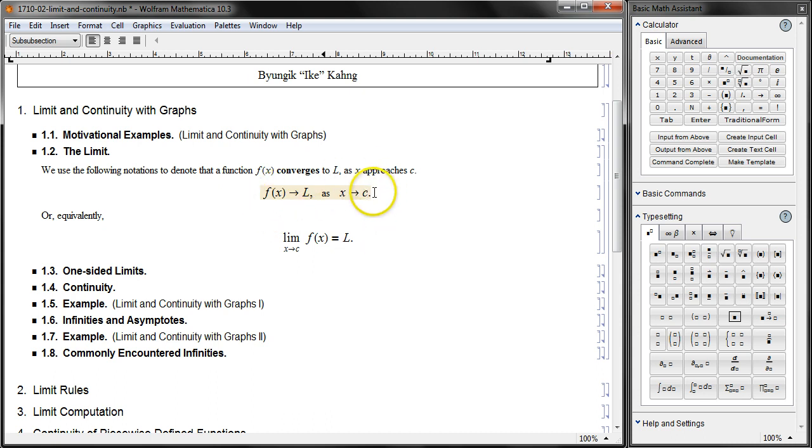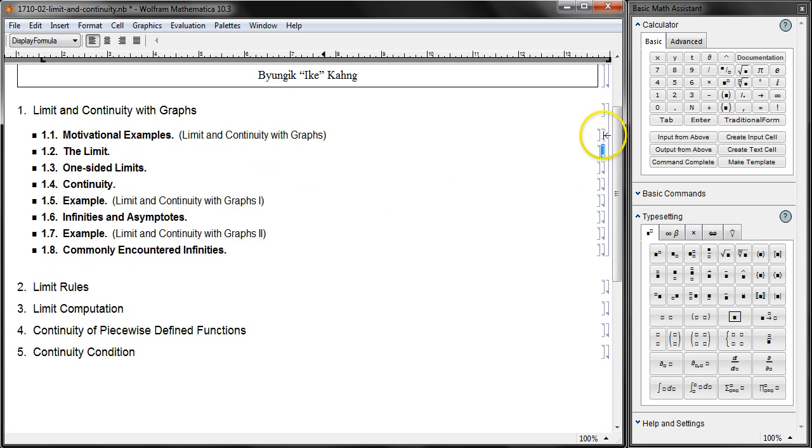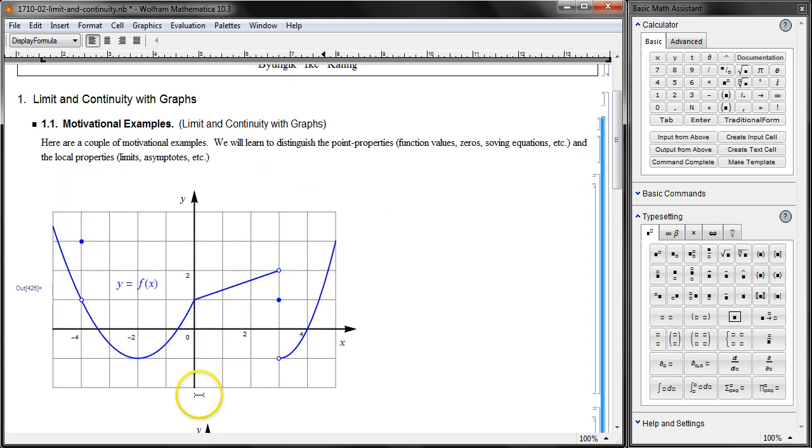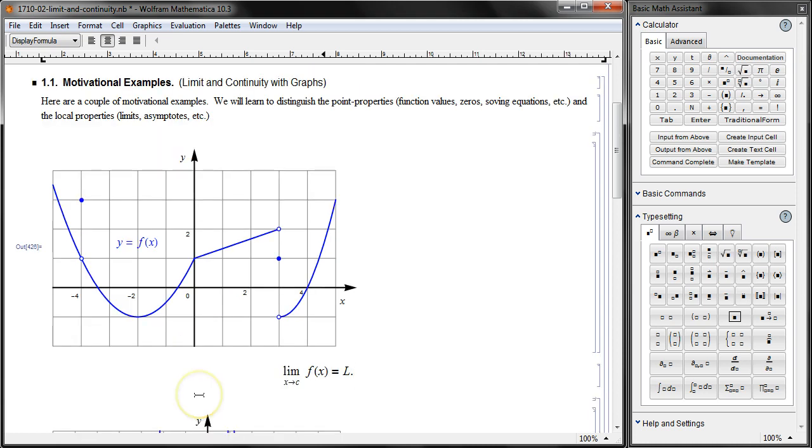Well, this expression is rather vague. This one is a little bit more rigorous: the limit as x is approaching c of f of x is equal to L. Again, limit as x is going to c, f of x is equal to L. And we're going to use this notation over and over again. Let's go back to that graph and discuss it using that notation.